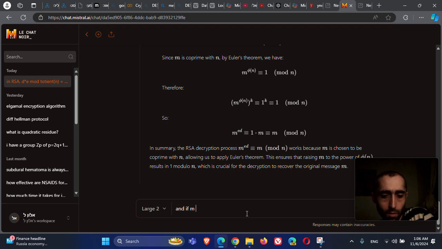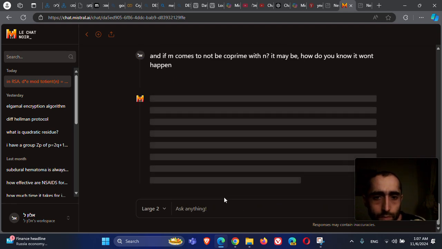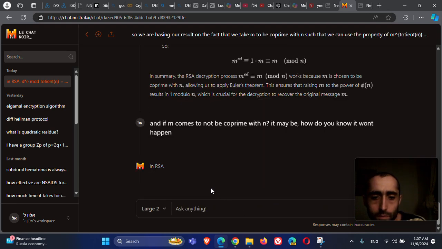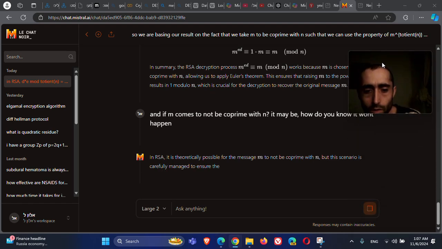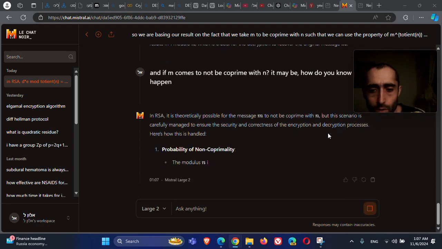And if m turns out not to be coprime with n, it may be a problem. How do you know it won't happen? In RSA, it's theoretically possible for the message to not be coprime with n, but this scenario is carefully managed to ensure the security and correctness of the encryption and decryption process.